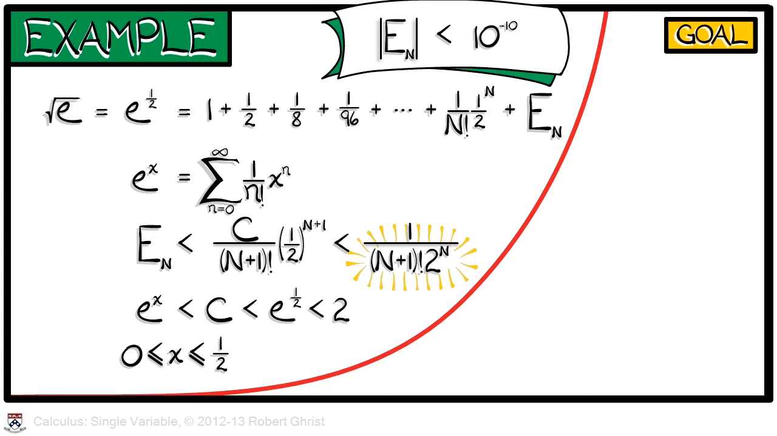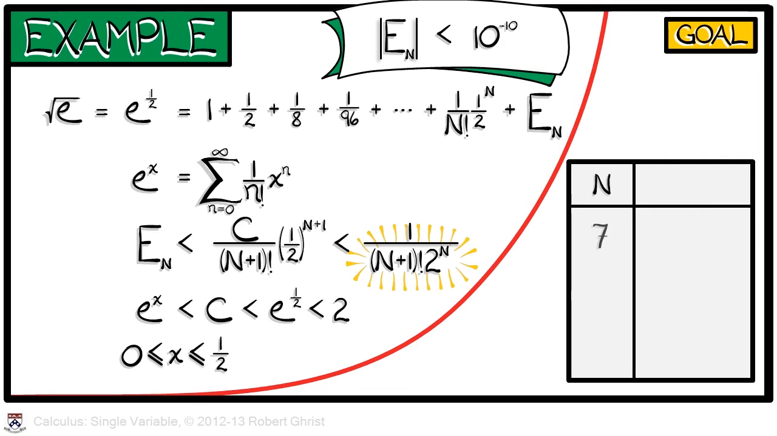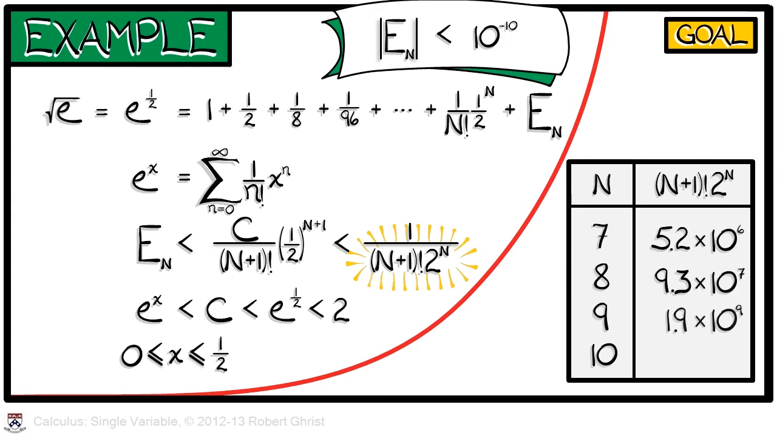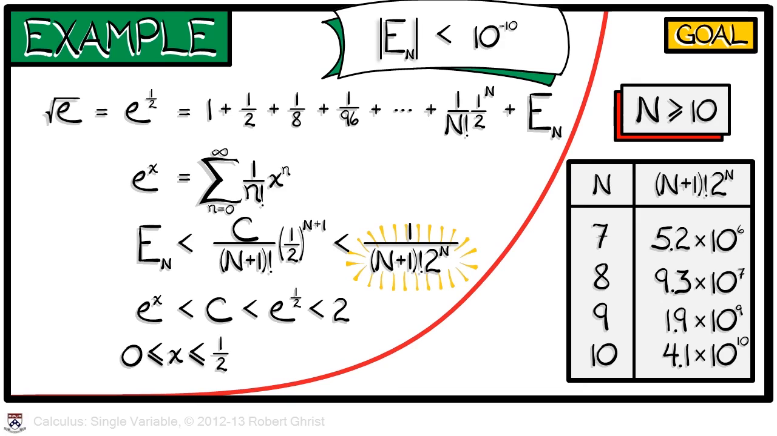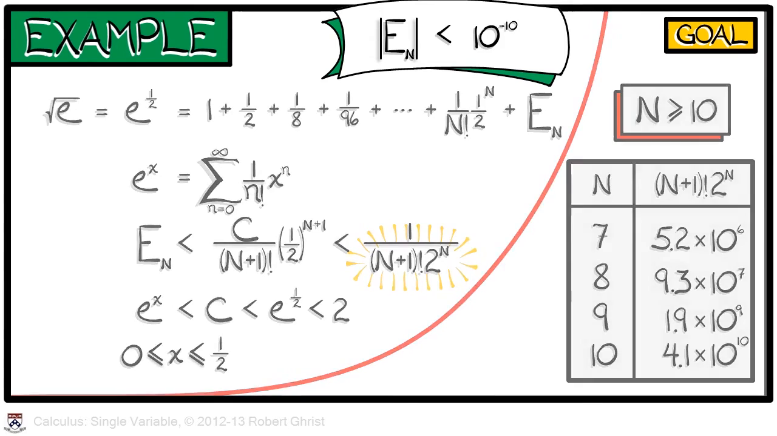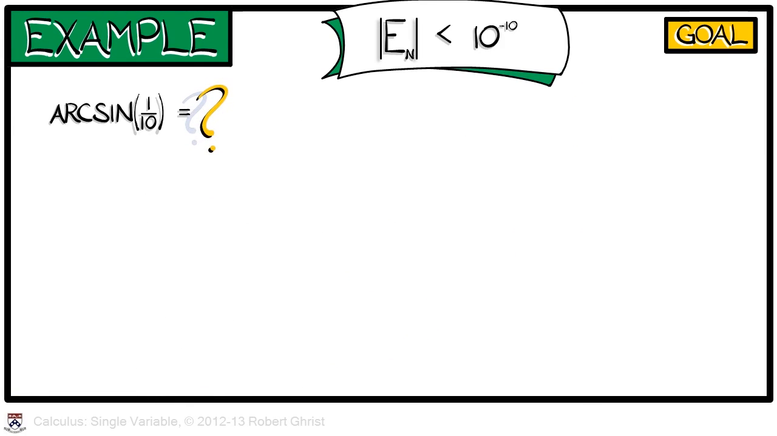Therefore, we get that e sub n is less than 1 over n plus 1 factorial times 2 to the n. That's maybe not the best bound we could come up with, but it will get the job done, because if we tally up n plus 1 factorial times 2 to the n for various values of n, we see, without too much effort, that having n bigger than or equal to 10 will work. Well, that went so well.